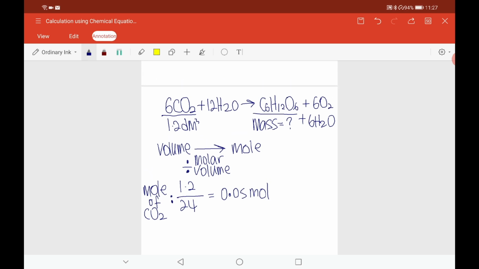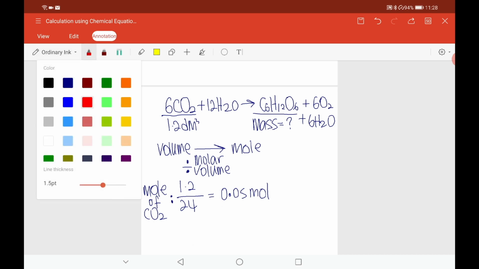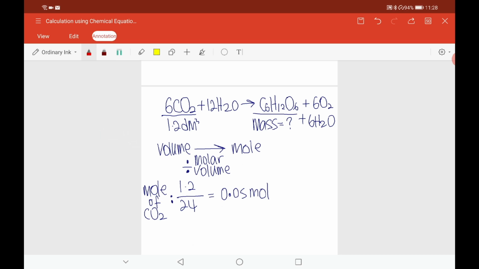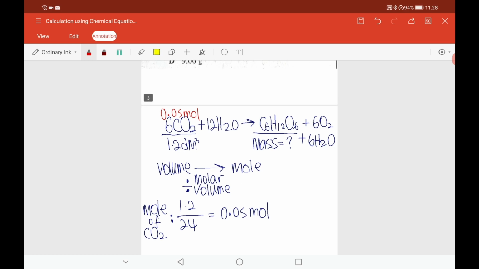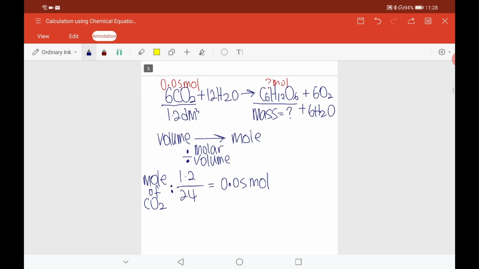So we need to find the mole of glucose. When we know the mole of one substance, we need to find the mole of another substance. Now we know the CO2 is 0.05 mole, but in this question we are not looking for CO2. Our main purpose is to find the glucose. So the glucose, how many mole? We need to do ratio. Remember, when we know the mole of one substance in the equation, we can find the mole of another substance in the equation by using ratio.